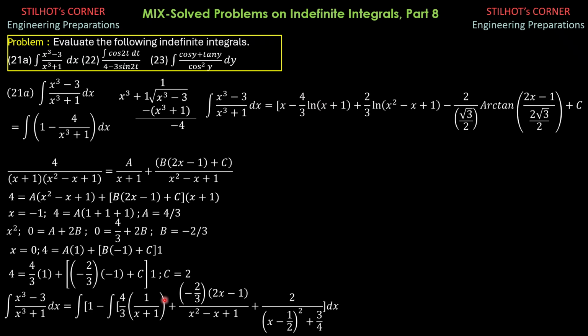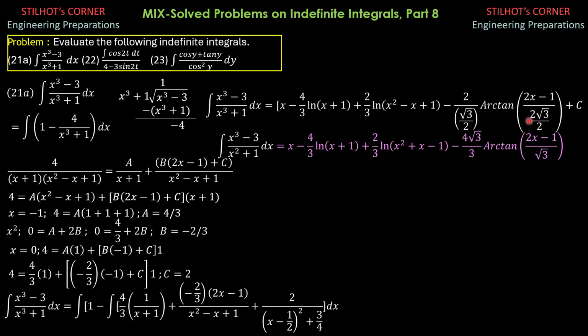By the way, this is positive 2 thirds because the negative sign is distributed, and that's why here it's also negative. So the final answer: x minus 4 thirds of ln of x plus 1, plus 2 thirds of ln of quantity x squared minus x plus 1, minus 4 over the square root of 3 inverse tangent, or arctan, of 2x minus 1 over the square root of 3, then plus the constant c. So that's it for that problem.